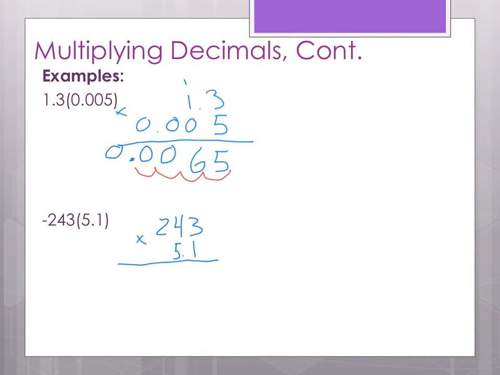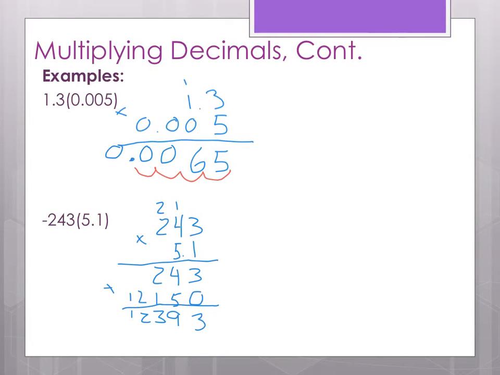Then I'll start multiplying by the 1 first. And next I need to multiply by the 5. I'll put in my 0 placeholder because I'm multiplying by a new line. 5 times 3 is 15. 5 carry the 1. 5 times 4 is 20, plus 1 is 21. And then 5 times 2 is 10, plus 2 is 12. Now I'll add these up. 3, 9, 3, 2, 1.